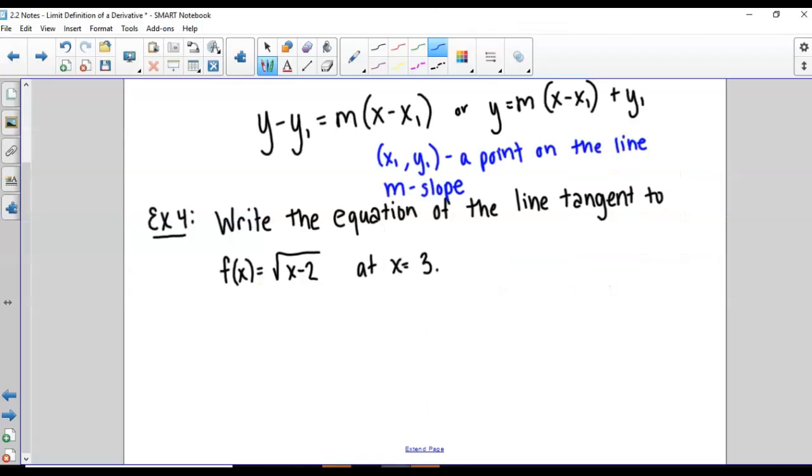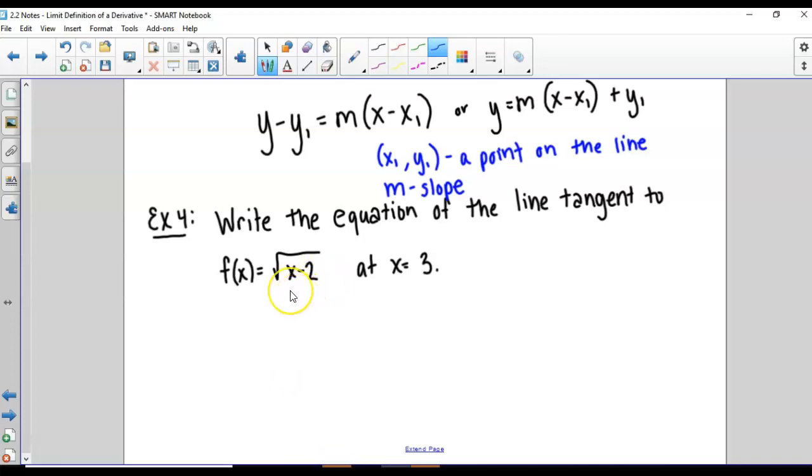So let's say I didn't have the graph. How would I find the coordinates of that point there? I know the x coordinate is going to be 3. How do I find the y coordinate that goes with it? Plug in 3. That's all you got to do. Anytime you need the y coordinate that goes with the x coordinate, you plug it in.